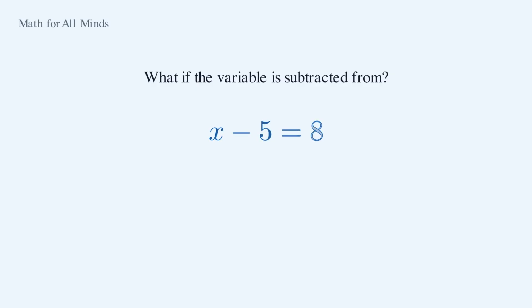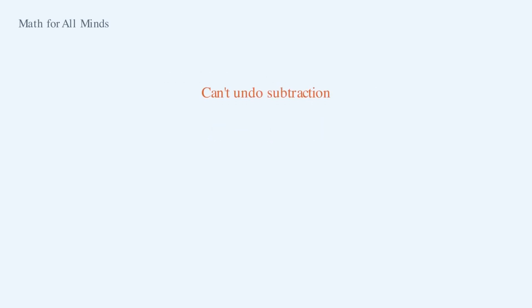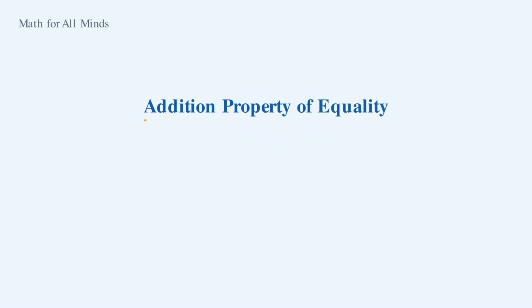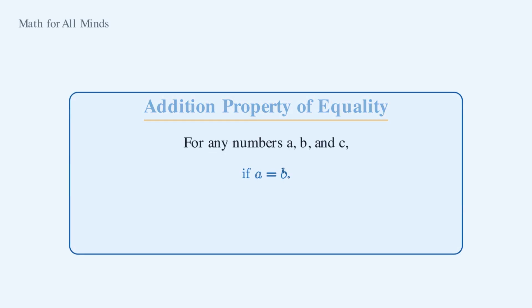Now, what if the variable is being subtracted from, like, x minus 5 equals 8? We can't undo subtraction with more subtraction. We need the opposite move. That's where the addition property of equality comes in. It's the mirror image of the last property. If two things are equal, we can add the same number to both sides, and they stay equal.